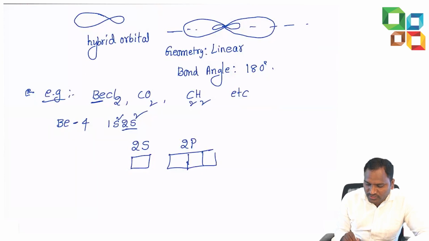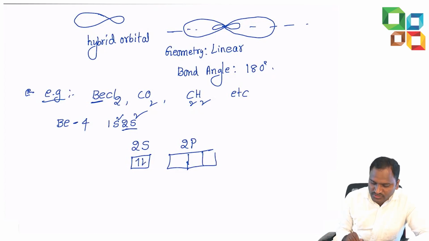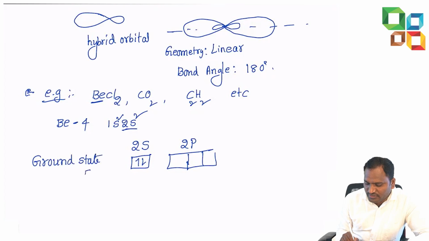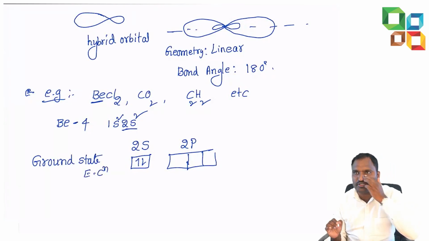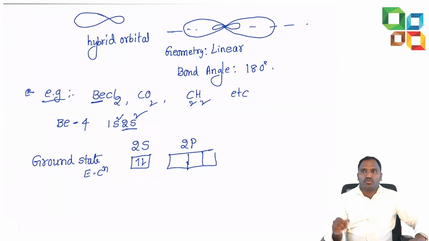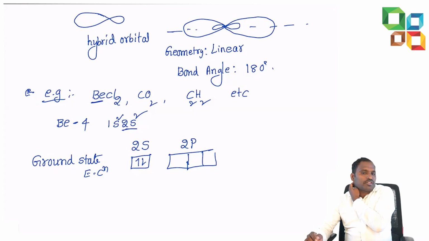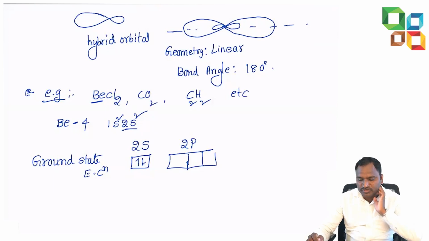According to the electronic configuration, 2s contains two electrons, so I am arranging like this. p has no electrons. If you write the electronic configuration in orbital form as it is, without changing anything or their energy, it is called the ground state electronic configuration. In 2s, two electrons are there, arranged in the 2s orbital. 2p has no electrons.